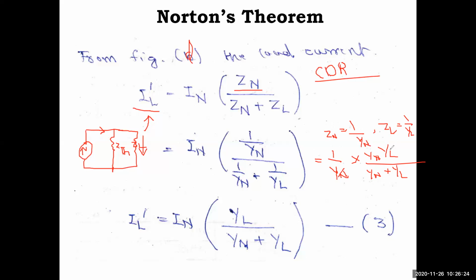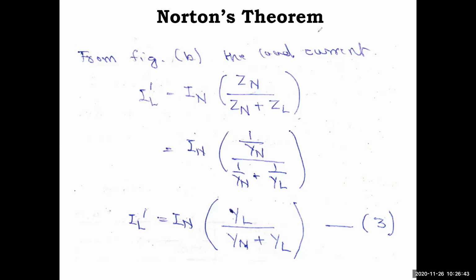So Yn cancels out. What is remaining? YL by Yn plus YL, which is equation number 3. Now just look at equations 2 and 3. What you get is IL equal to IL dash. This is the proof. Very simple. Just go through once again if you have not understood the way I have proved it. Here I have used the current division rule, there I have used KVL, mesh analysis.